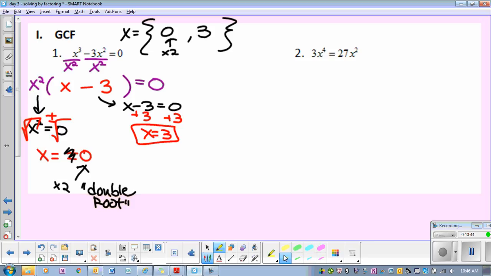What is my biggest exponent for number 1? 3. How many zeros do I have? Or how many solutions do I have in my answer set here? 1, 2, and 3. So it matches. I'm good. I found all of my solutions. Does that make sense?